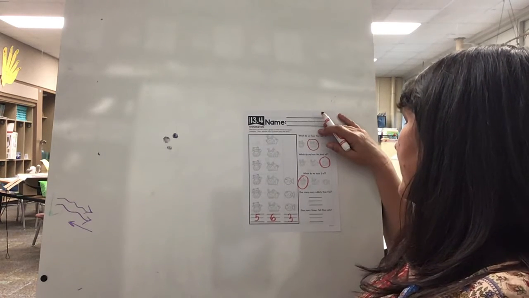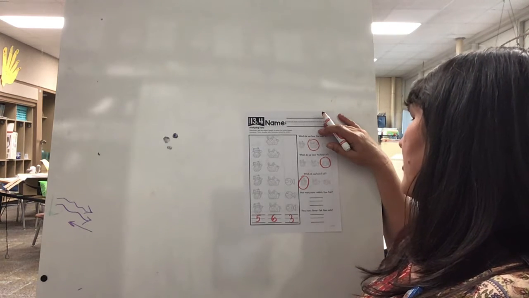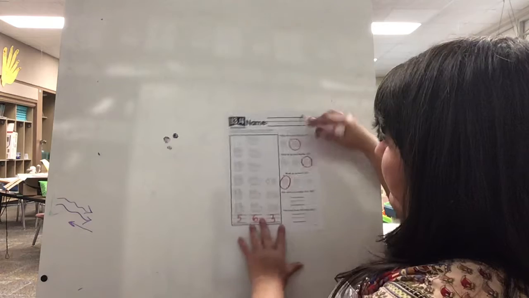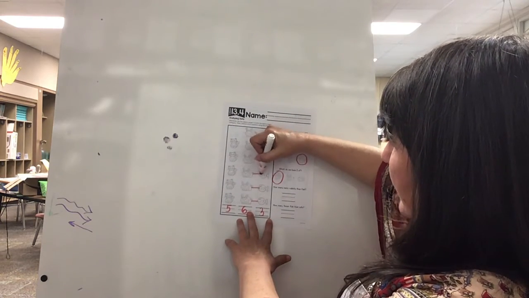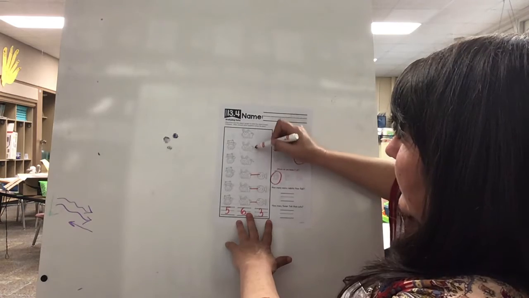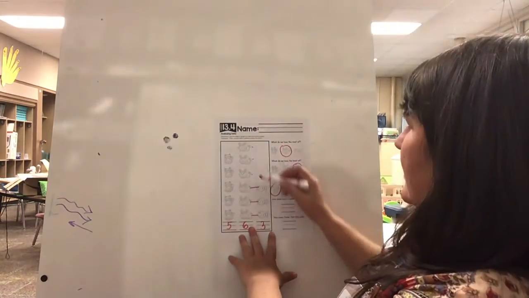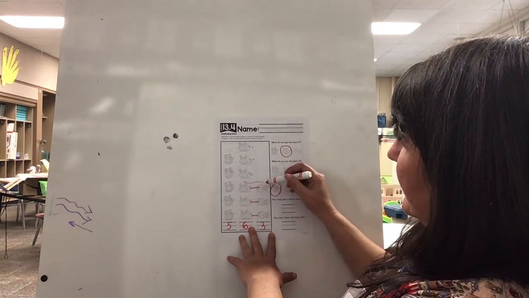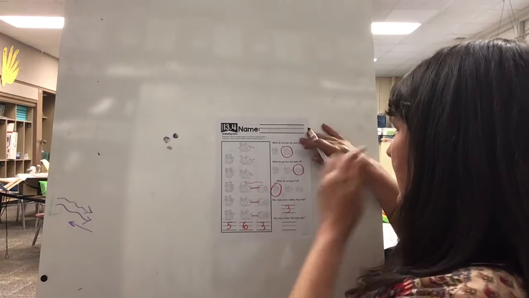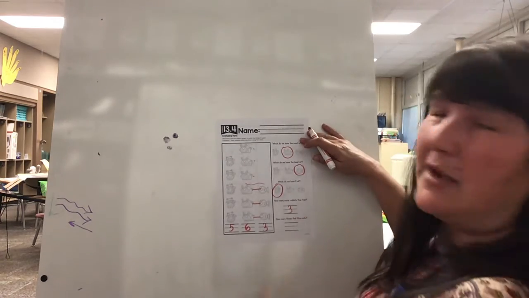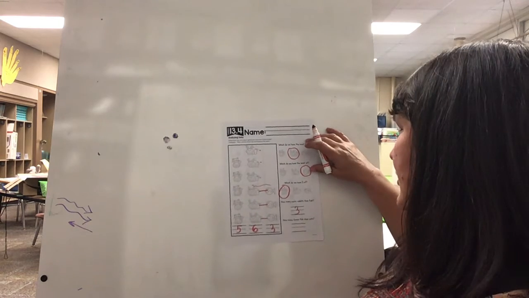Now here are some of the trickier ones. How many more rabbits than fish? If you look, there's a rabbit, a fish, a rabbit, a fish, a rabbit, a fish. Now you've got 1, 2, 3 more rabbits because they're equal to here, right? And then you have 3 more. So I write 3 on that blank because there are 3 more rabbits than fish.